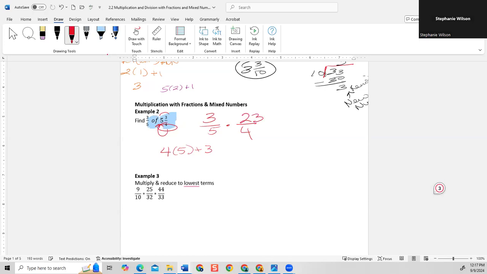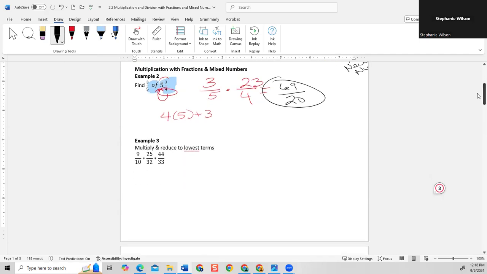Now I'm going to ask myself, is there a number on top that reduces with a number on bottom? 3 and 5 don't reduce. 3 doesn't go into 4. 23 is prime. So we're just going to multiply straight across. 23 times 3 is 69. 5 times 4 is 20. And that's as small as it'll go. That's an improper fraction. You know how to convert it if you need to. So let's do our next one.